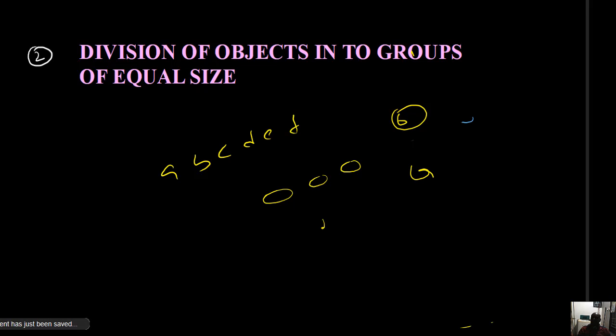A, B, C, D, E, F. 6 different objects are given. We want to make these elements into 3 groups of 2 each. 2 groups, I am saying. Just groups. What is your answer?